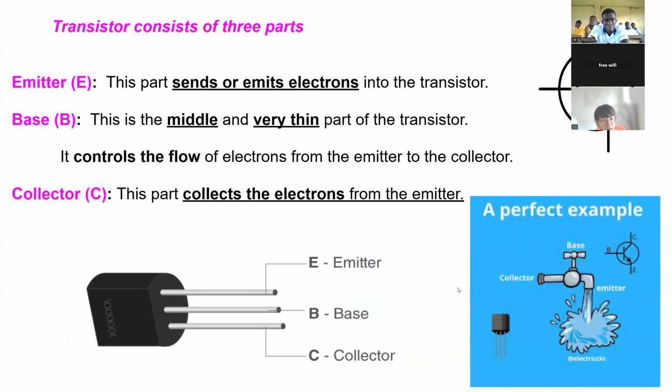And this is just the parts of a transistor. This is not really important. Just know what it is. So there is an E part, a B part, and a C part. The E part is the emitter. It sends or emits electrons into the transistor. The base is the middle and very thin part. It controls the flow of electrons from the emitter to the collector. And the collector collects the electrons from the emitter.